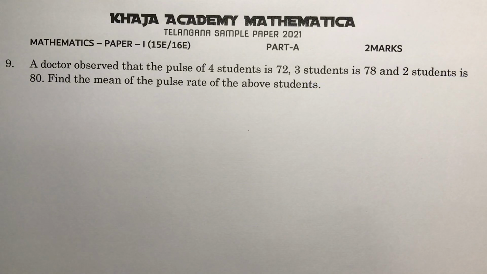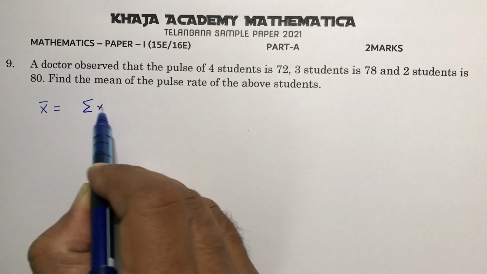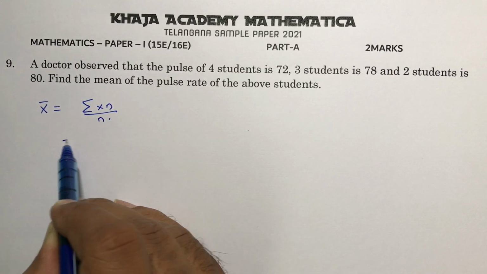A doctor observed that the pulse of 4 students is 72, 3 students is 78, and 2 students is 80. Find the mean of the pulse rate of the above students. So mean they are asking. Mean is sum of the observations by number of observations.